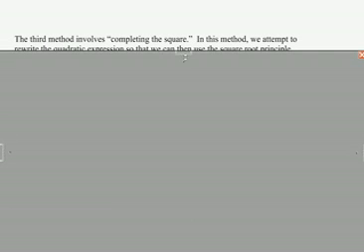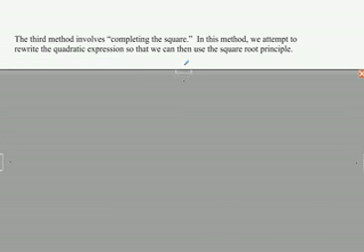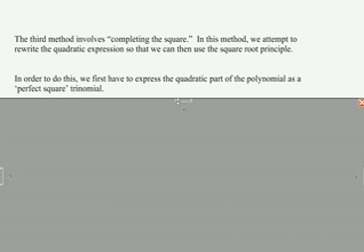The next method we want to talk about is called completing the square. Now, we're not always so fortunate as to be given quadratic equations that are in the square root principle form. But it's really useful if we can rewrite them that way. So let's talk about this. The first thing we have to recognize is what is meant by a perfect square trinomial.